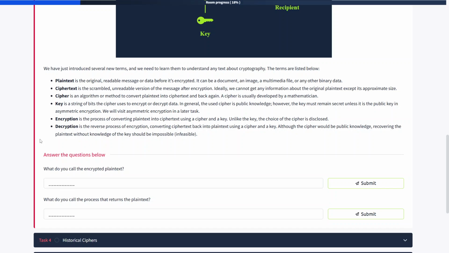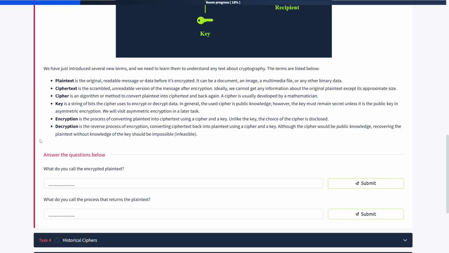Plain text is the original readable message or data before it's encrypted. It can be a document, image, multimedia file, or any other binary data. Ciphertext is the scrambled, unreadable version of the message after encryption. Ideally, we cannot get any information about the plain text except its approximate size.